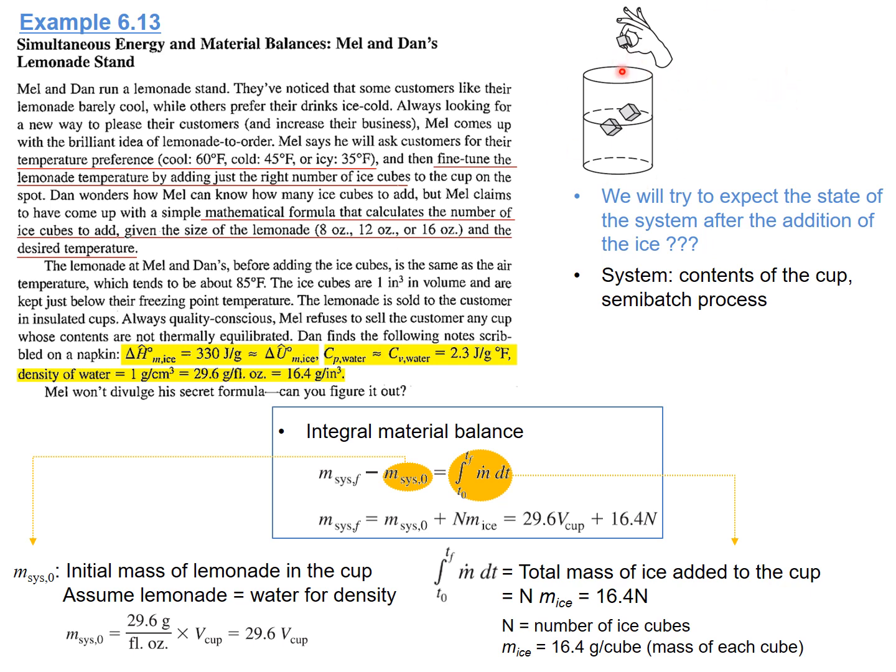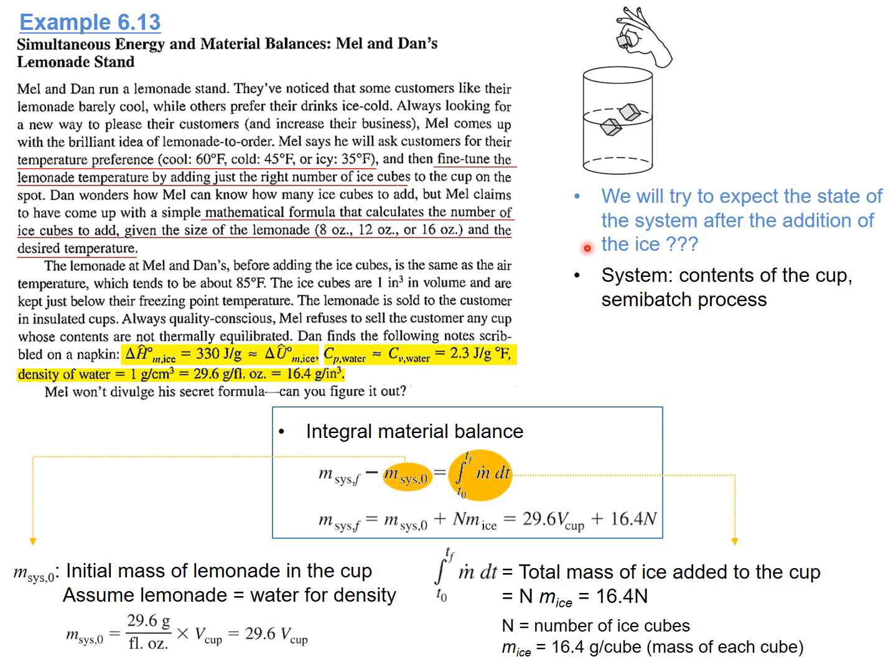So this is the system. We will try to predict the state of the system after the addition of the ice. That is our target. And the system contents are inside of the cup. So this process is considered as a semi-batch process. In the cup we have something here. There is an input stream. There is no output stream.